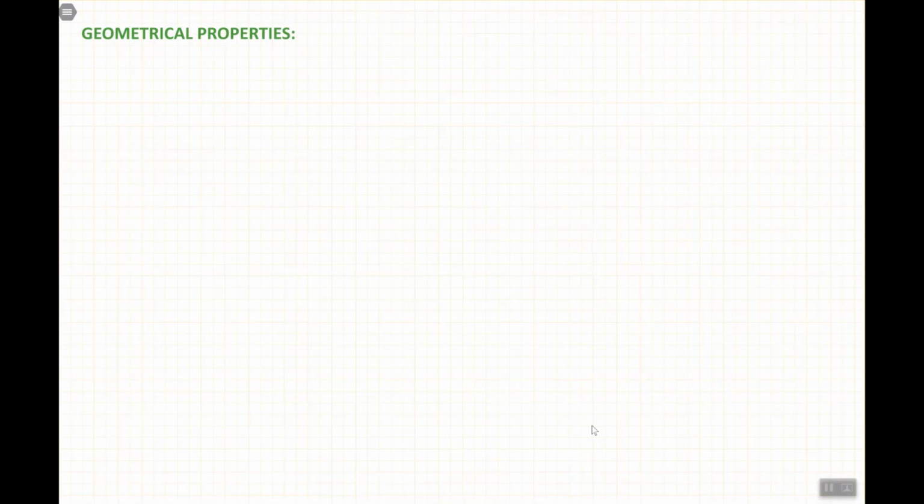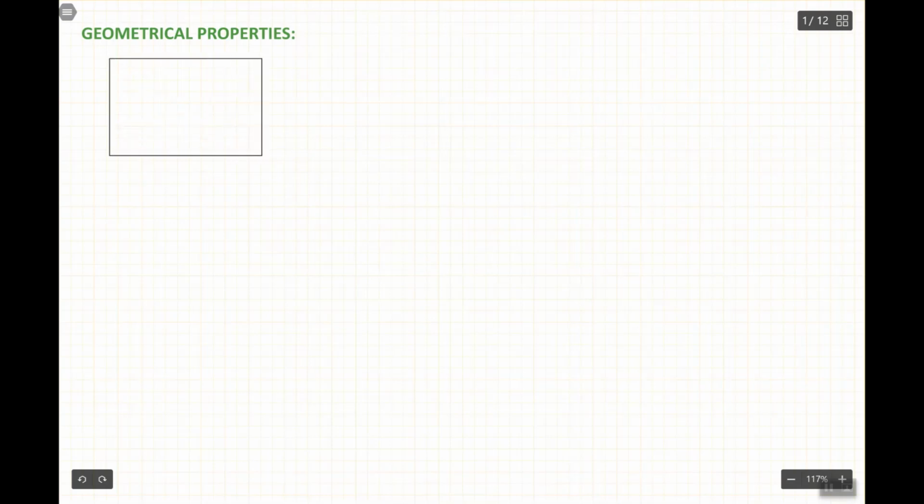Hello everyone, welcome to module 4, which is on geometrical properties of an area. What is a geometrical property? We know, for example, if you have a geometry, let's say a rectangle with sides A and B, then area is one property of this geometry, which is A multiplied by B.